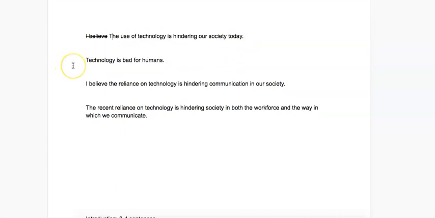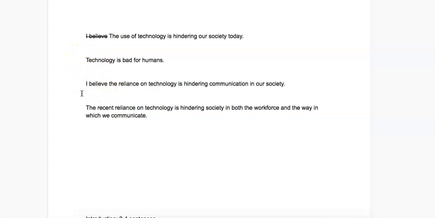The second thesis, technology is bad for humans, while it's not using a pronoun like I, it still is not a solid thesis for an argumentative essay because it's very short, and bad can mean a lot of different things. It's very broad, and while you don't want to write your paper in your thesis and be super specific, you also want to use better word choice and vocabulary. Just saying technology is bad for humans, that's not what ACT is looking for, and that shouldn't be what you as a teacher are looking for either.